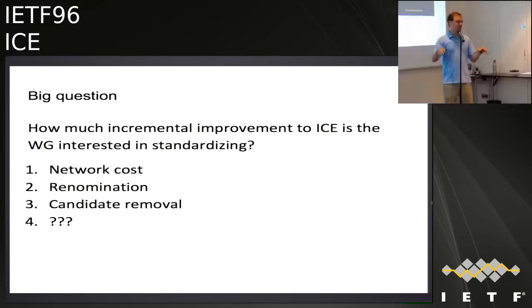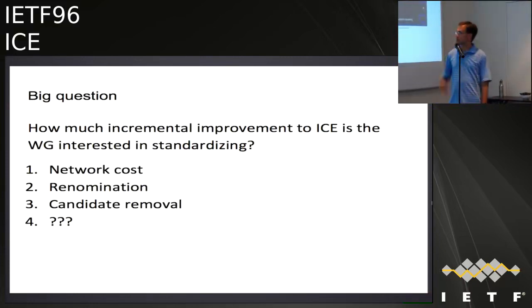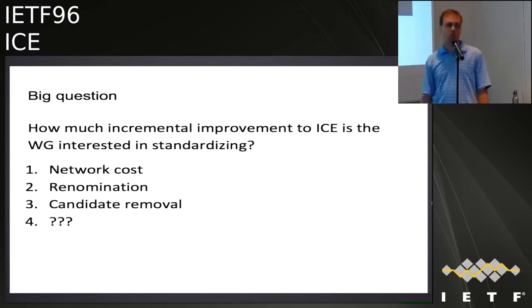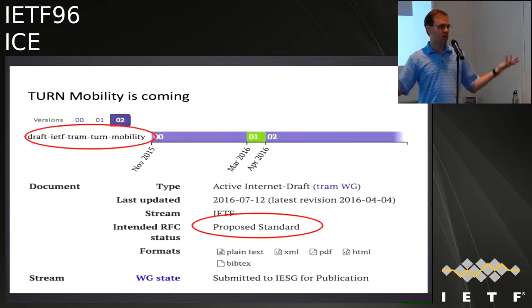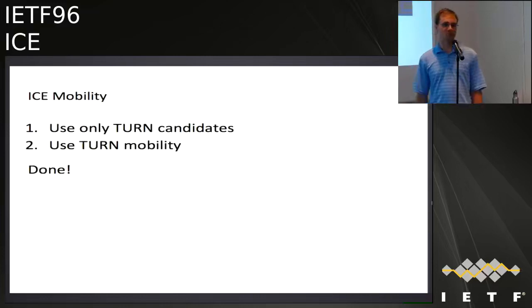I don't want to get into really deep technical details, like how would this work? We should first decide if we want to work on it at all. So in context, the TRAM working group is proposing the standard for TURN mobility. They're already working on situations where you have more than one network interface and you can switch between them. So the idea here is to do something similar for ICE. We could say that we only use TURN candidates and we use TURN mobility and then we're done. That would accomplish just about every use case as far as mobile goes and switching between Wi-Fi and cell, but obviously we would be using TURN all the time, which is suboptimal.